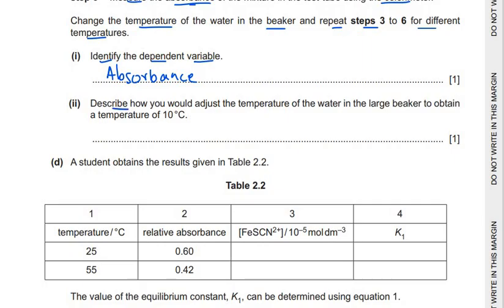Okay, the next part: describe how you would adjust the temperature of the water in the large beaker to obtain a temperature of 10 degrees Celsius. Now understand, the temperature was kept constant at 25 degrees Celsius, room temperature, and we have taken water in the beaker to maintain the temperature. Now if you want to decrease the temperature to 10 degrees Celsius, obviously we need to decrease it with the help of ice. So we can say add ice to the beaker till the temperature reaches 10 degrees Celsius. The main part is to add ice to the beaker.